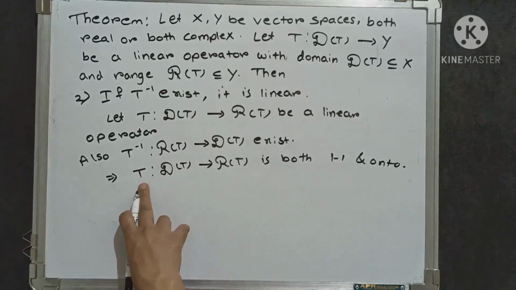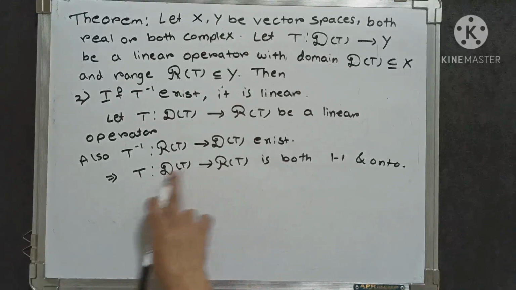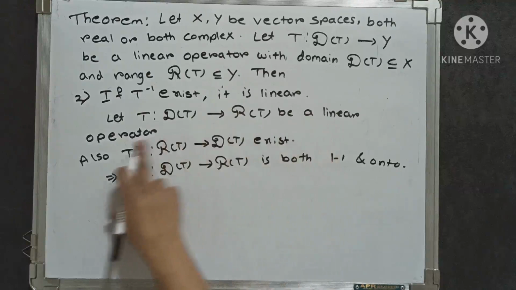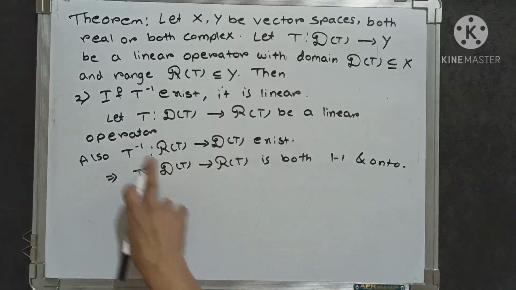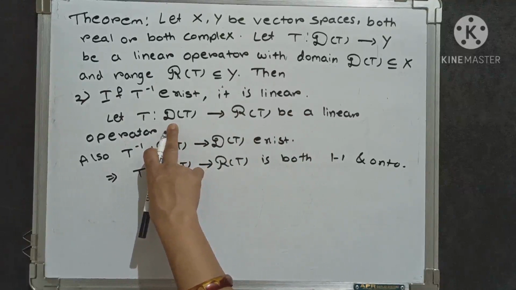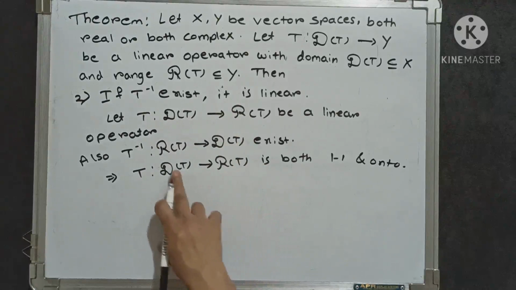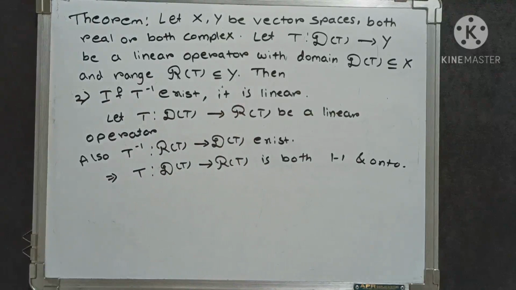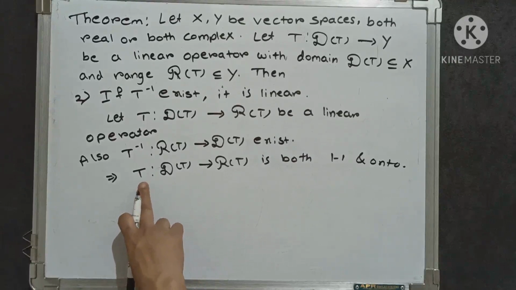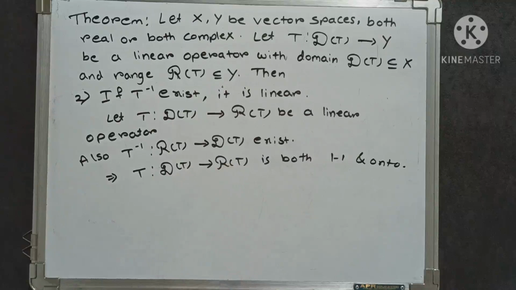As the mapping T, which is from script D of T to script R of T, is a linear operator, then by the definition of a linear operator its domain is a vector space and its range lies in a vector space. But in the last lecture we showed that if T is a linear operator from script D of T to script R of T, then its range is also a vector space. We proved this statement in the last lecture, that the range is also a vector space.